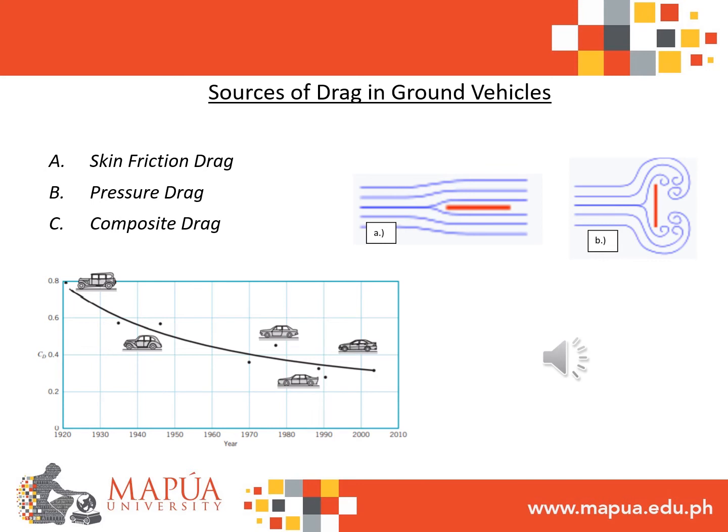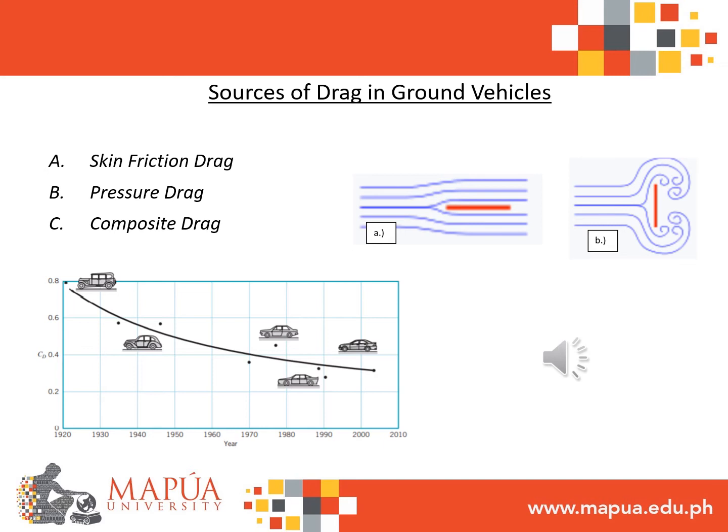The pressure drag is mainly generated due to the pressure variation caused by the flow of fluid over the body. Another source of drag is composite drag. The drag coefficient of the car has been reduced significantly over the years, and this is due to the careful design of shape and details of each part of the car.